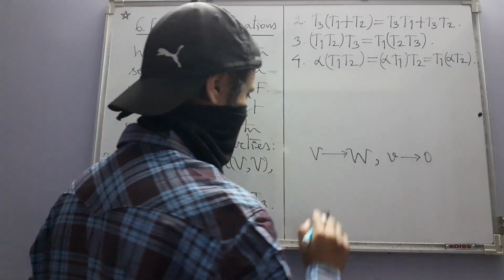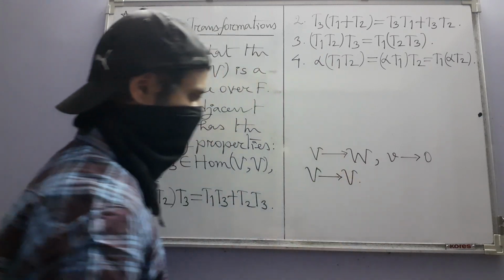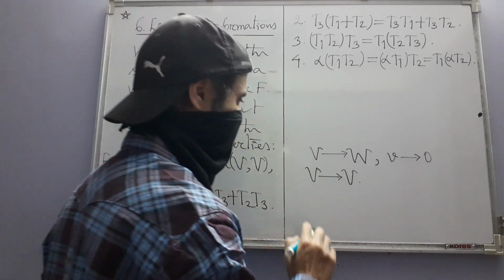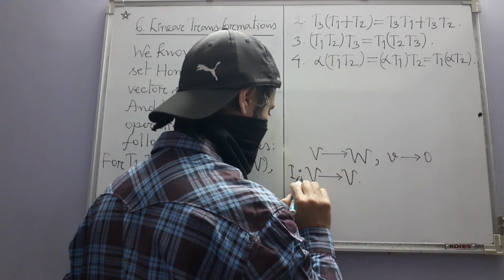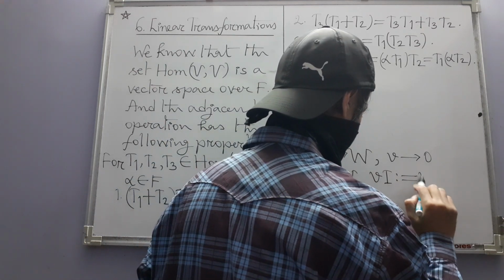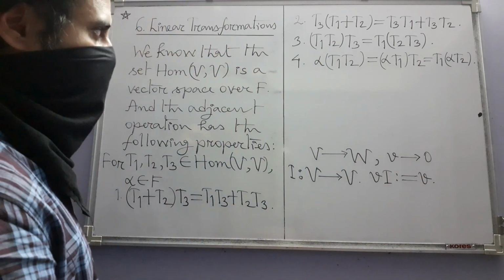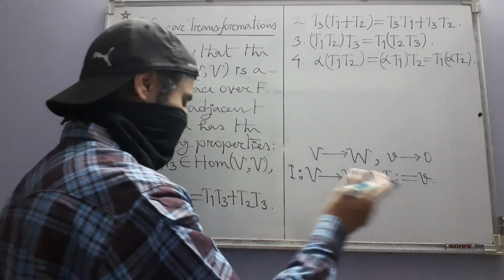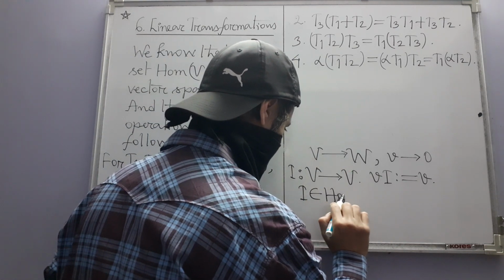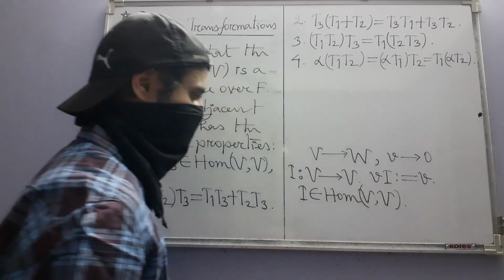There was another one, which however was defined only for this type of situation, and it was the identity map. This also turns out to be a homomorphism, and so being a homomorphism, it will be an element in our space.